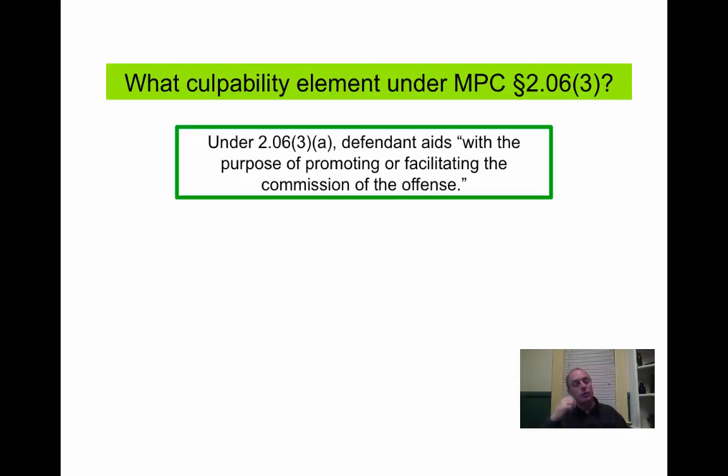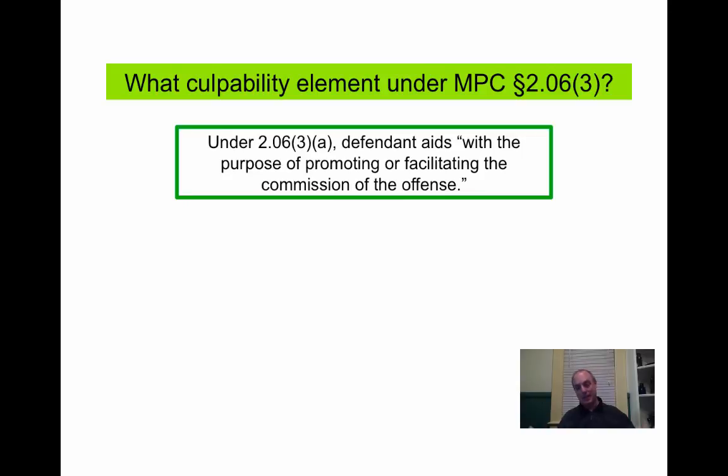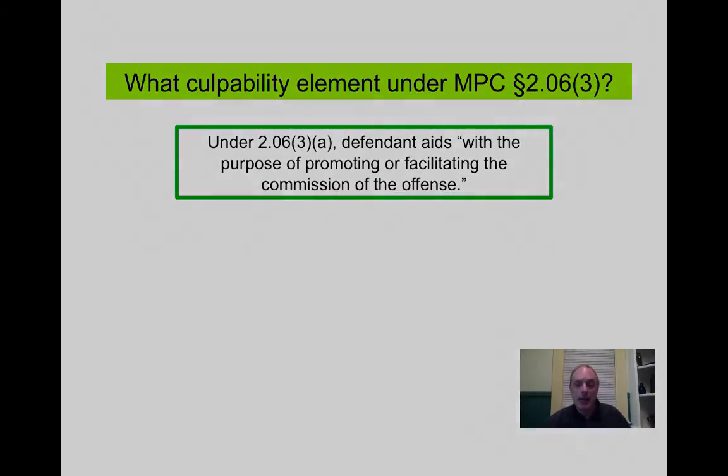So when it comes to result elements, Model Penal Code 2.06 subpart 4 says that if you're talking about causing a particular result as an element of an offense, then there's no elevation of the mens rea. As it puts it, the kind of culpability, if any, with respect to that result that is sufficient for the commission of the offense. That's what the prosecution has to prove. On the other hand, for circumstance elements, the Model Penal Code is silent, and it may be that it requires some elevation. We'll talk about this more when we get together, and about the reasoning for the Model Penal Code splitting the difference in this way once again.